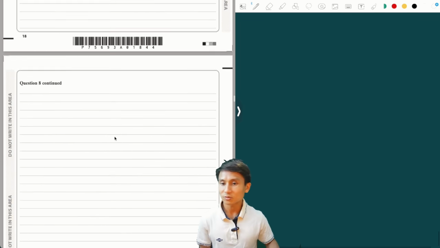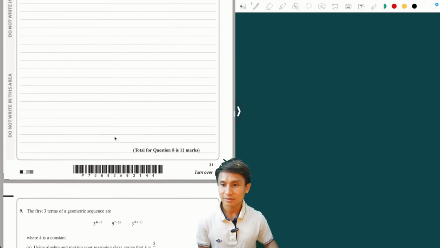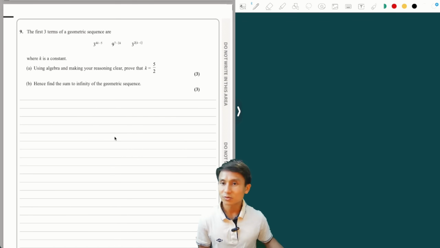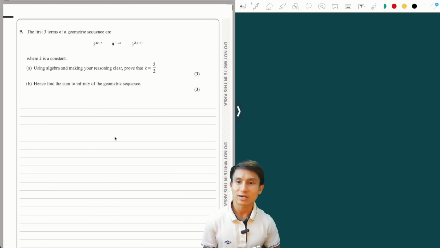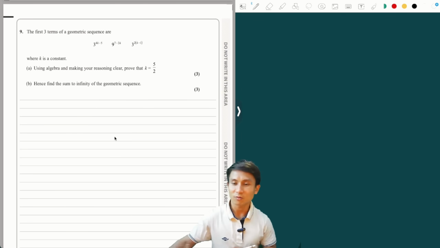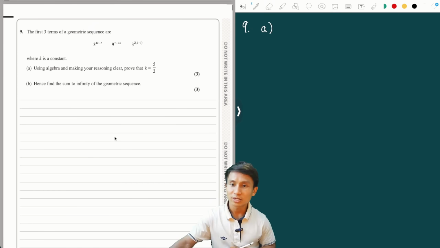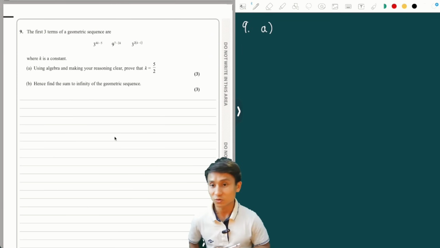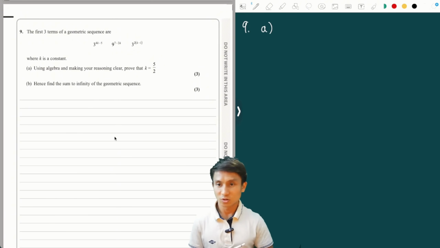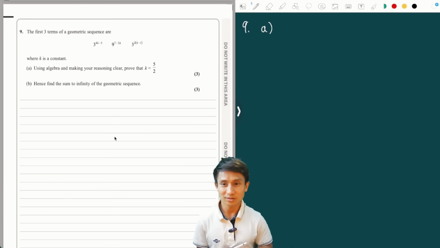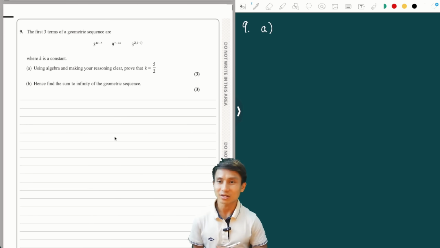So let's do the next one, number 9. The first 3 terms of a geometric sequence are that, where k is a constant. Part A. Using algebra and making your reasoning clear, prove that k equals 5 over 2. Right. So yeah, we're just making your reasoning clear.